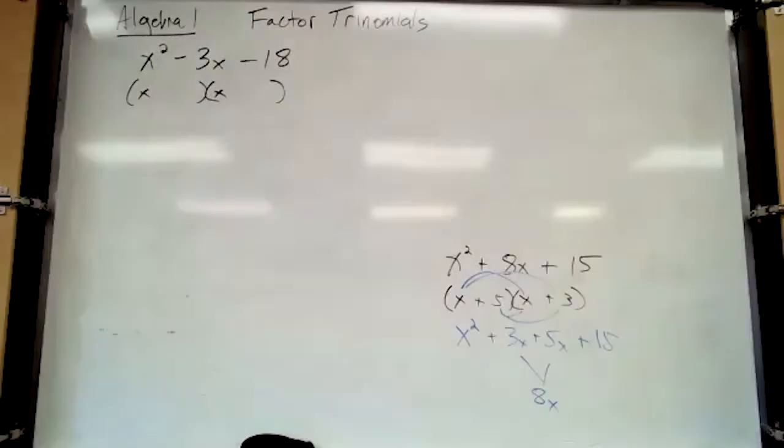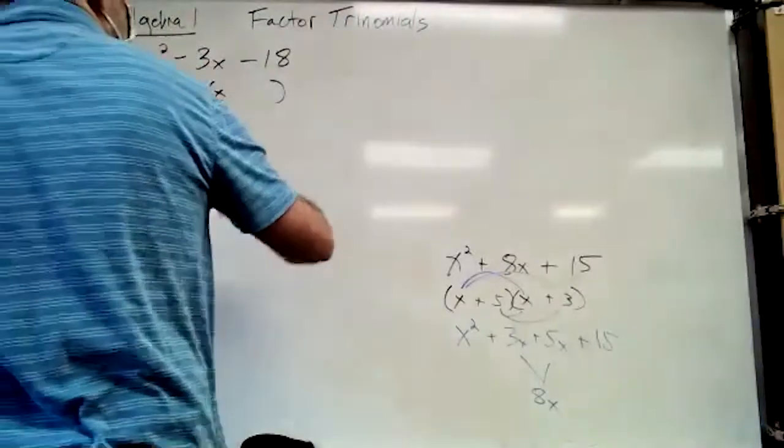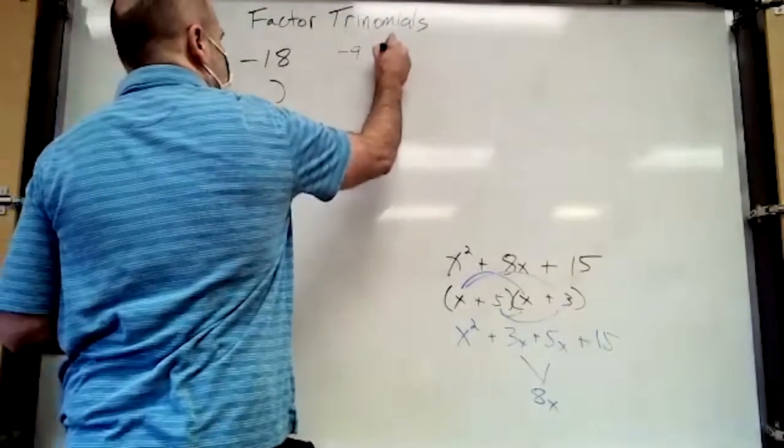Now would you do the 18? Yep, so what about the 18? Like what times what equals 18? Okay, what are some options here? You could do negative 9 times 2. Okay, what else?